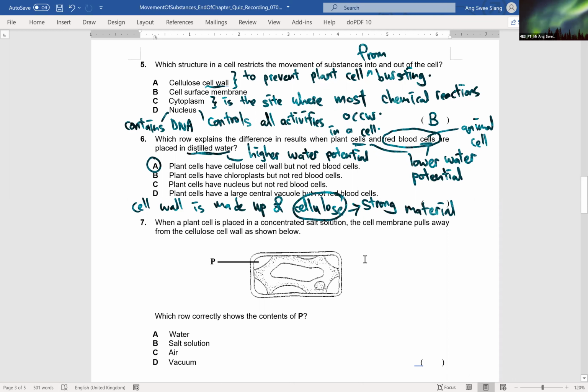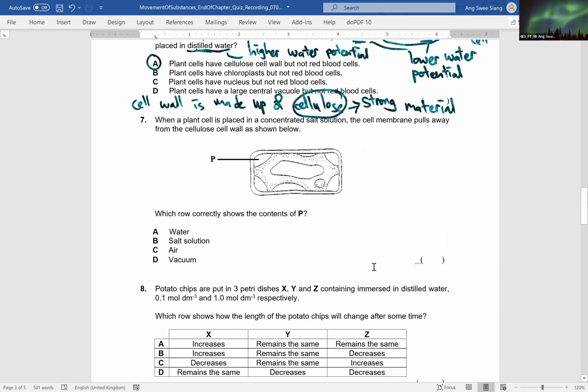Okay, and question 7. A plant cell is placed in a concentrated salt solution. The cell membrane pulls away from the cellulose cell wall. So obviously you have a plasmolysed plant cell here.